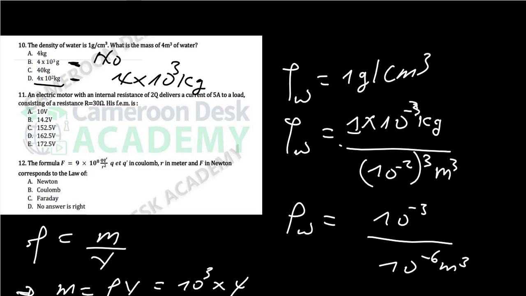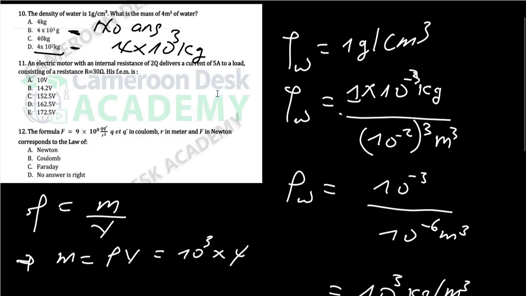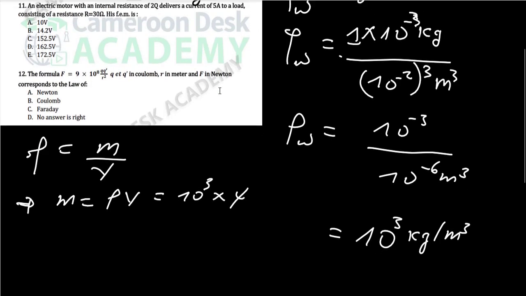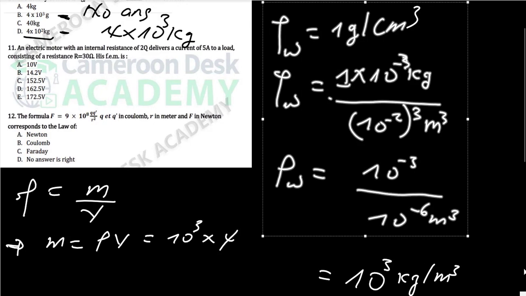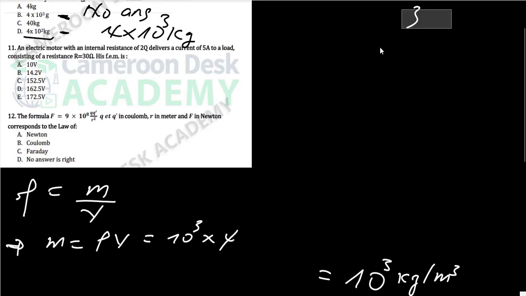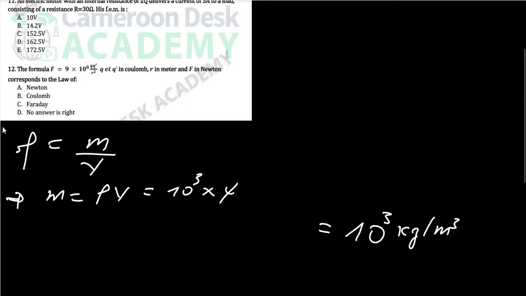So with that there is no answer. So the answer is 4000 kilogram. Okay, question number 11. An electric motor with an internal resistance of 2 ohms delivers a current of 5 amperes to a load consisting of a resistance R equal to 30 ohms.